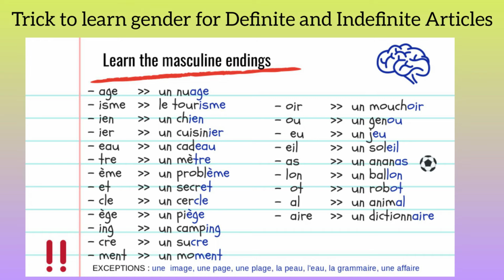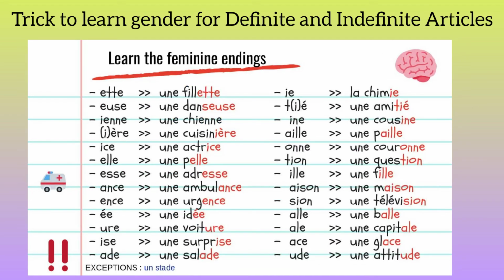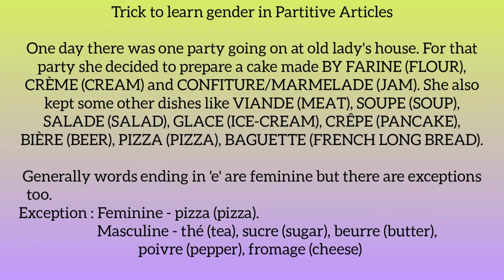Now, many of the students have a doubt about how to learn the gender of so many words. So for them, I have a trick to learn the gender for definite and indefinite articles. Here is the list of all the masculine endings. You have to learn this list, and 99% of the time this list will help you to identify the masculine words. And the same goes with the feminine words. Here I have a list of feminine endings which will help you to identify the feminine words. If you will learn this, you will definitely be able to identify the masculine and the feminine words. And that's all for definite and indefinite articles.